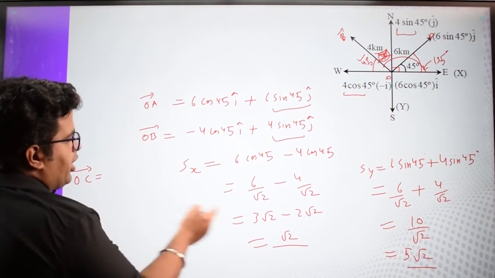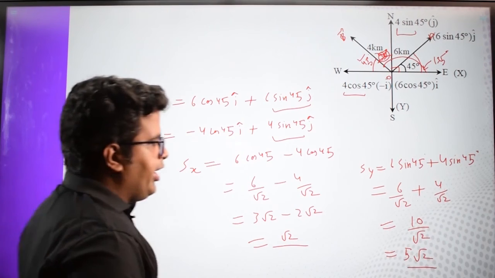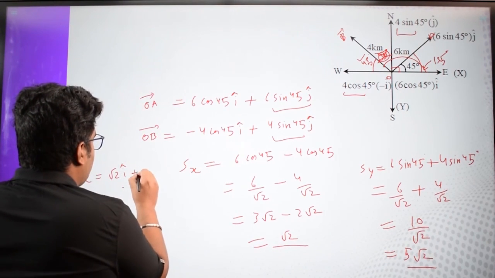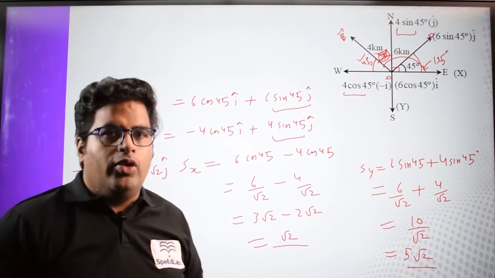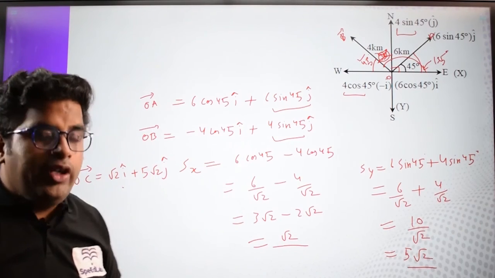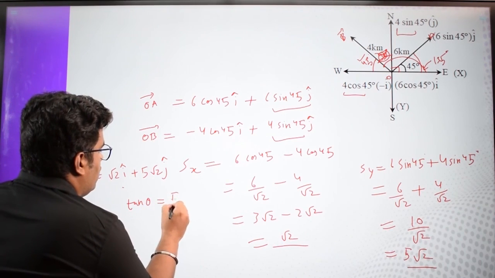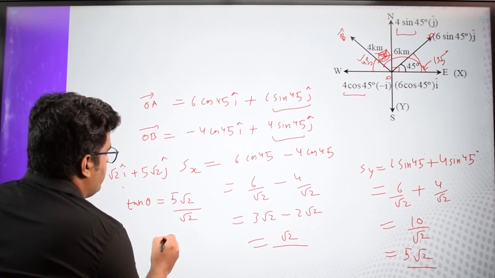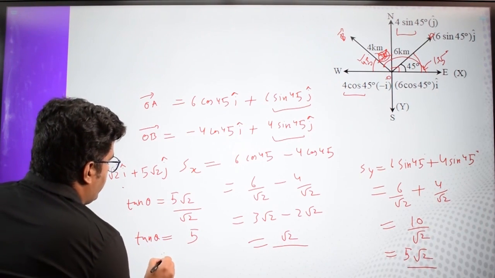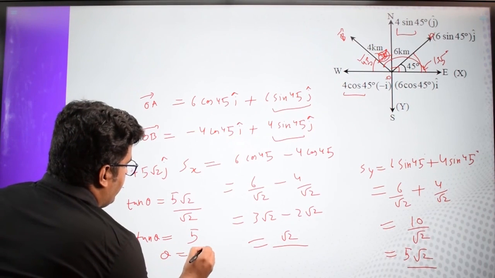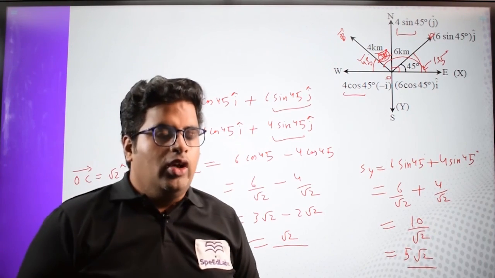Its x component, as we saw, is root 2 i cap. So it is coming out as root 2 i cap and 5 root 2 j cap, right? Now they are asking you the angle. For the angle we have a formula called tan theta, and that is equal to the y component upon the x component. So tan theta will be 5 root 2 upon root 2. Once you solve this further, you get the value of tan theta as 5. So finally you will get the value of theta as tan inverse of 5. I hope this angle is calculated. I hope you have all understood.